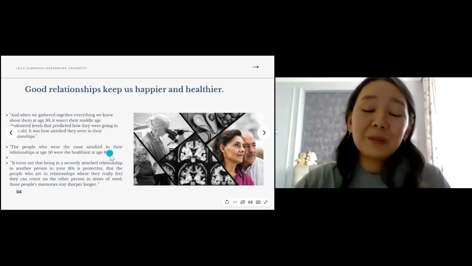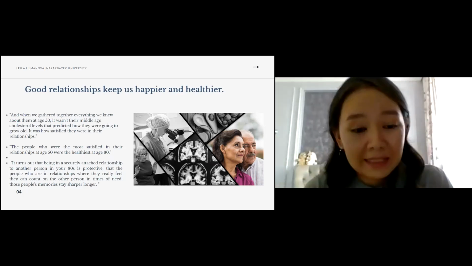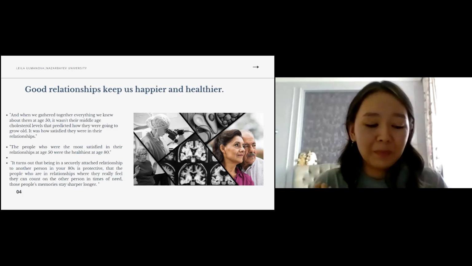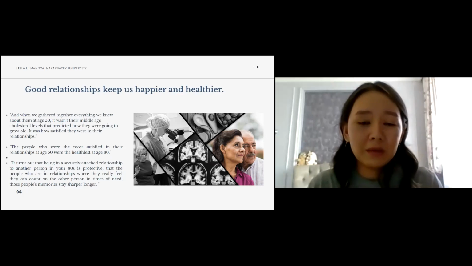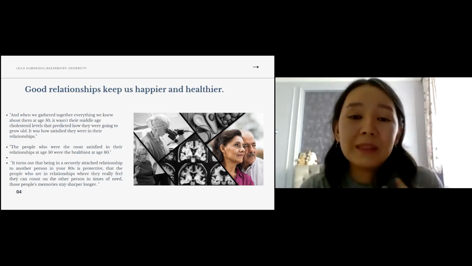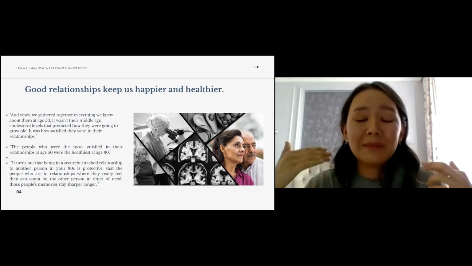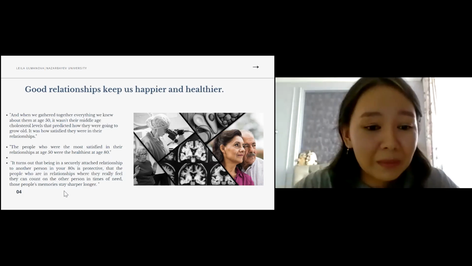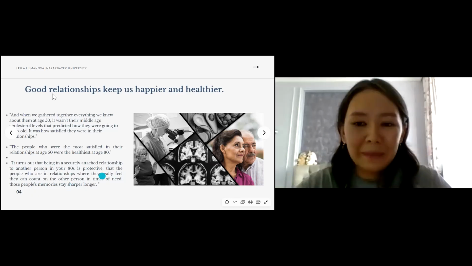And it also turned out that people at the age of 80 who had someone nearby, be it a spouse, partner, or grandchildren, children even nearby, had better memory. So those people's memories stayed sharper for a longer time.